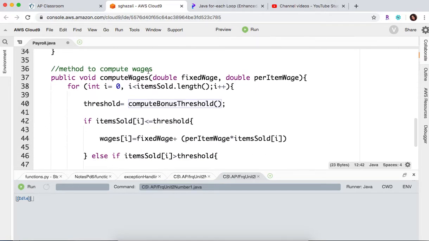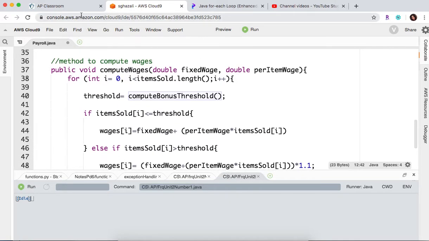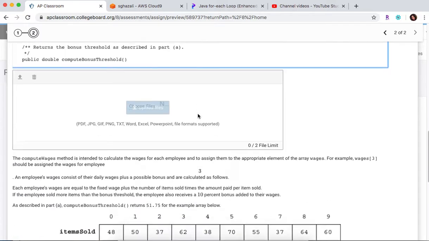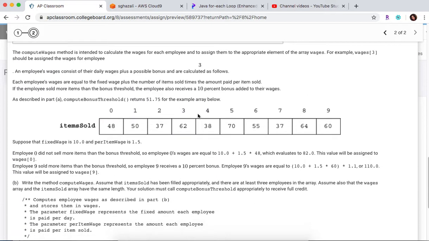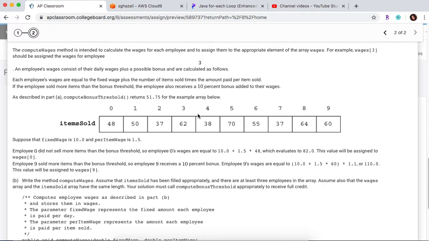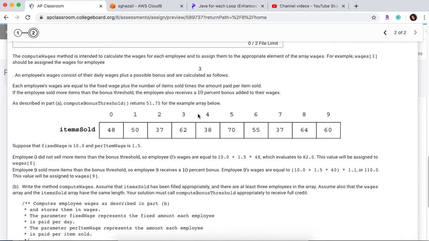The second method was computing wages. Okay, so let's go down to the second method. You know, I think what made this question so confusing is just how much writing they had. Because when I really looked at it and saw what we had to do, I was like, this is actually not that hard. It's just figuring out what they wanted from you was kind of confusing. Okay, so here's what we have to do.